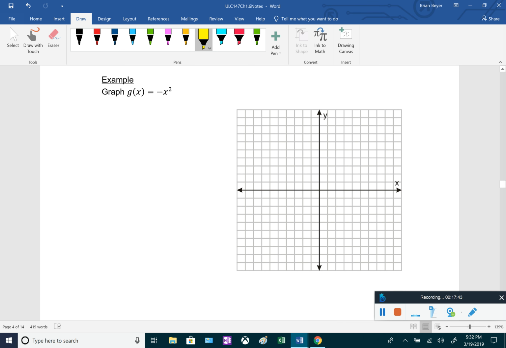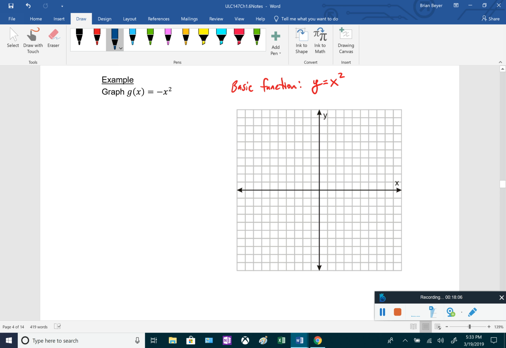So let's do this example. g of x is negative x squared. So once again, let's identify the basic function. Let's get into a habit of doing that and writing it down. So this is a squaring function. There's a squared here. So that means the basic function is just going to be y equals x squared. So I'll graph that in a second.